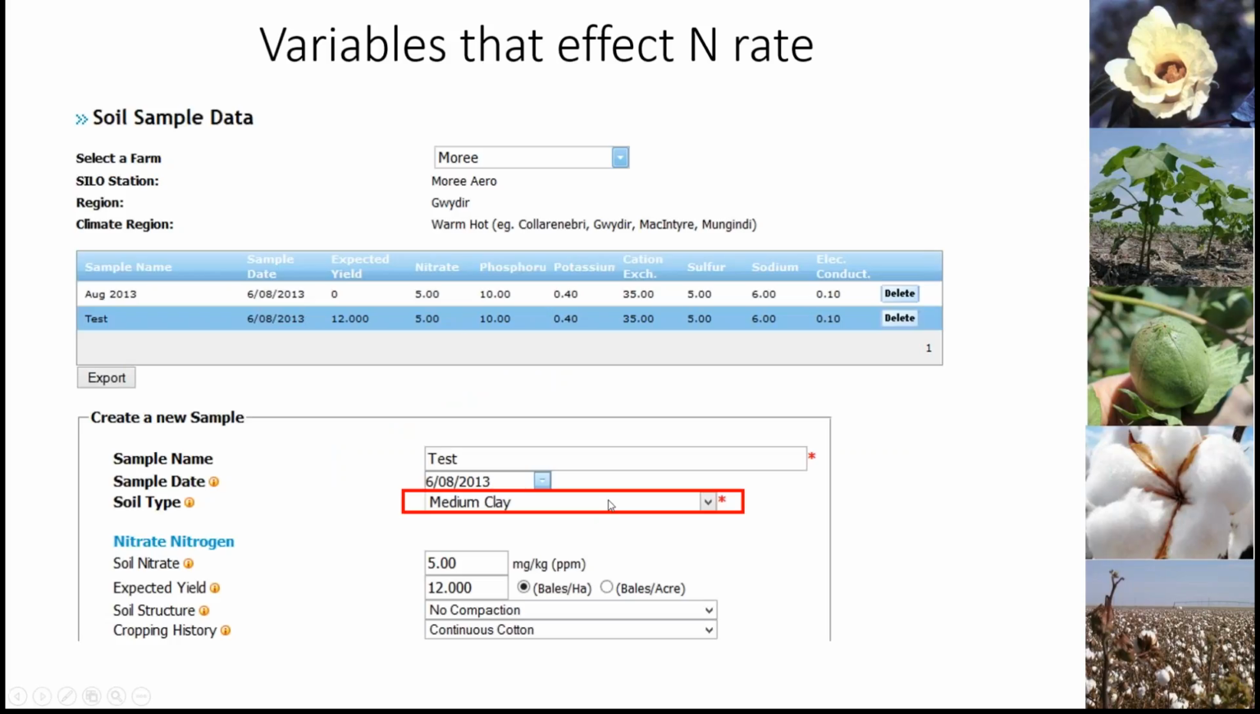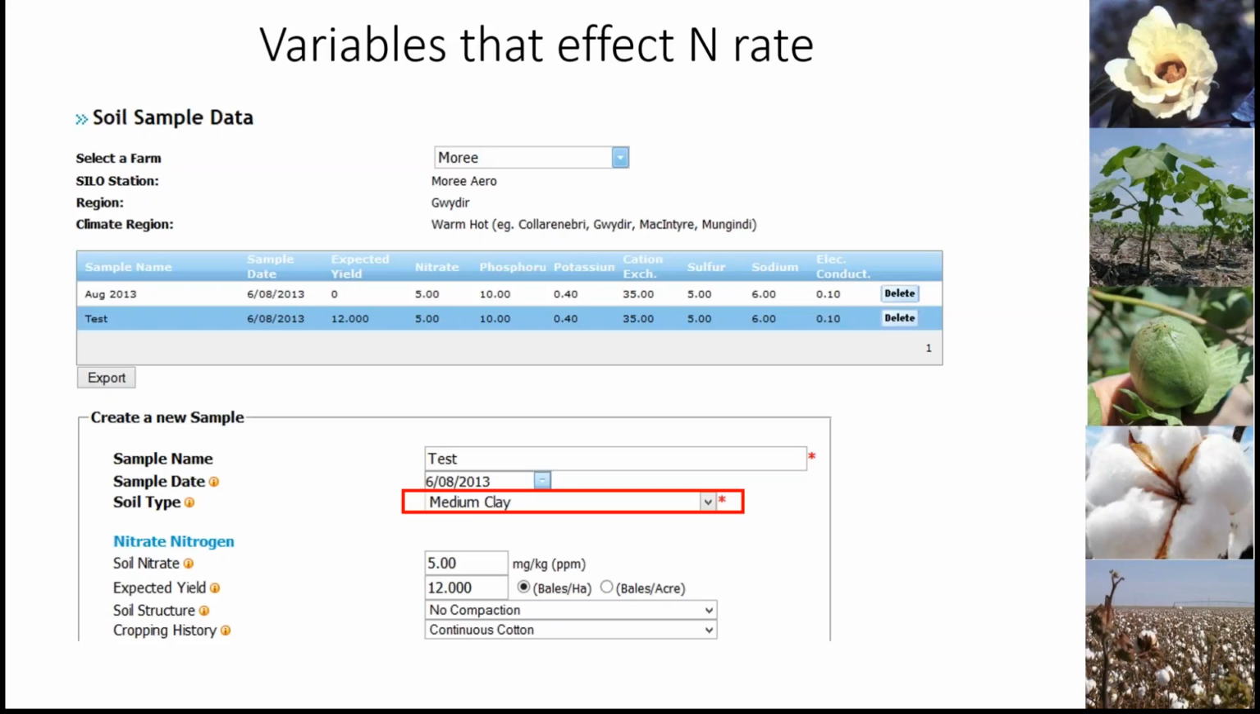Another variable is the soil type. Nitrogen's taken up through a process called mass flow, which is the water moving through the soil from a point where the root is drying it out, from a wetter part of soil, and the nitrogen flows with it. That flow is slowest in heavy clay soils and quickest in loamier soil. So there is an adjustment for soil type as well.